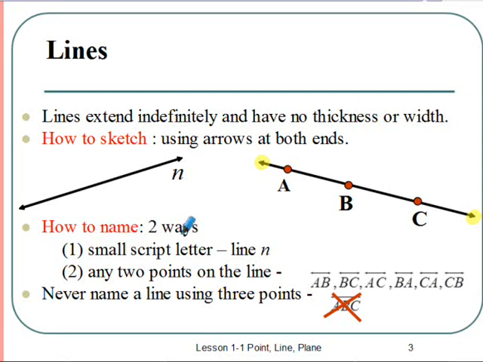We can name lines 2 ways. We can name them with just a small script letter, like we have right here with just N. Or we can name them with 2 points that are on the line, like using A and B, B and C, AC, BA, all these different examples. We never name a line using 3 points, okay? You only need 2 points to name the line. Pretty simple stuff there as well.